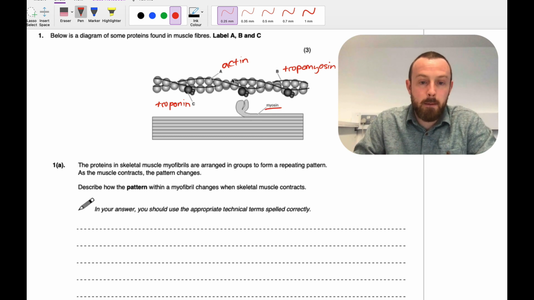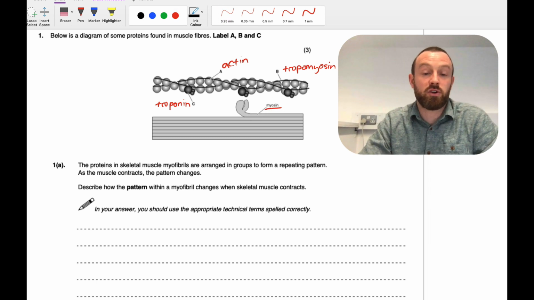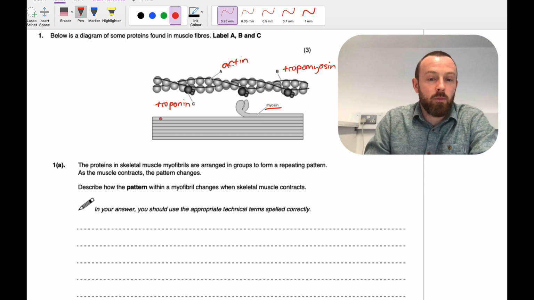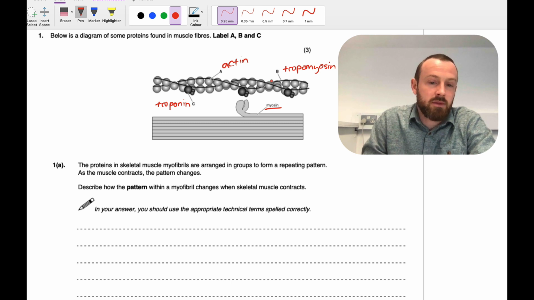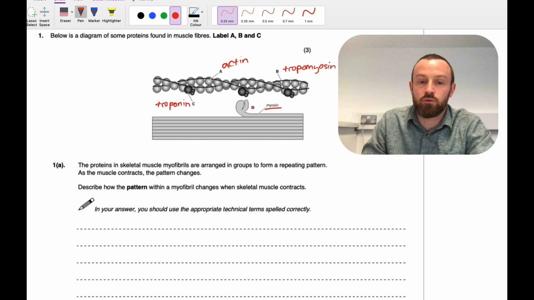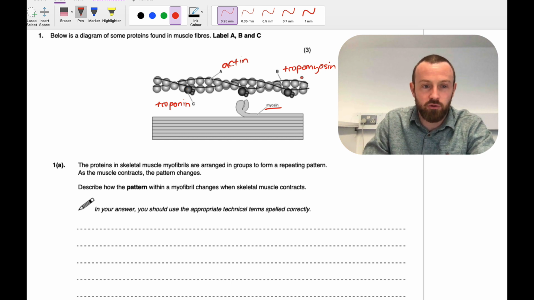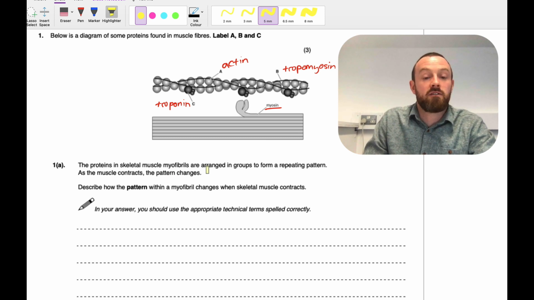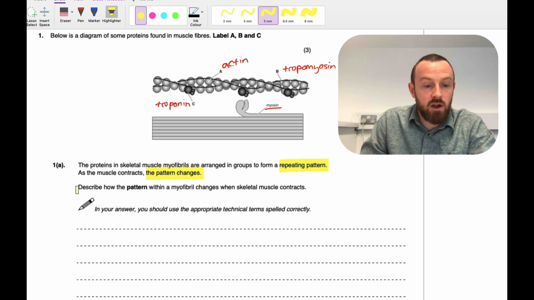So myosin binds to actin in the Crossbridge cycle, and that generates the force for muscles. And we can expect that potentially there's also something in this question about how calcium is involved with regulating this process, because we've got troponin and tropomyosin there. So let's look at the question. As the proteins in skeletal muscle myofibrils are arranged in groups to form a repeating pattern, as the muscle contracts, the pattern changes. Describe how the pattern within a myofibril changes when the skeletal muscle contracts.